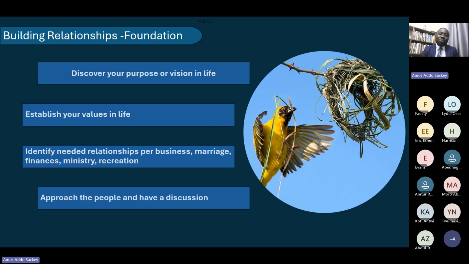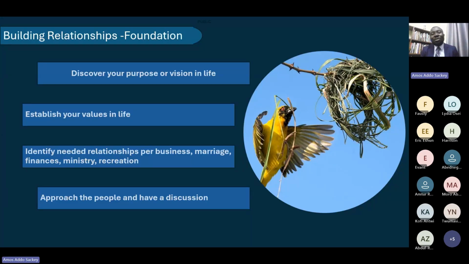Apart from those people, relationships must be intentionally built. And from where I sit, they must be built on purpose or on vision. So where are you going in life? And then you will know which kind of people to take along as partners, or to go to as mentors, or to move with as friends.